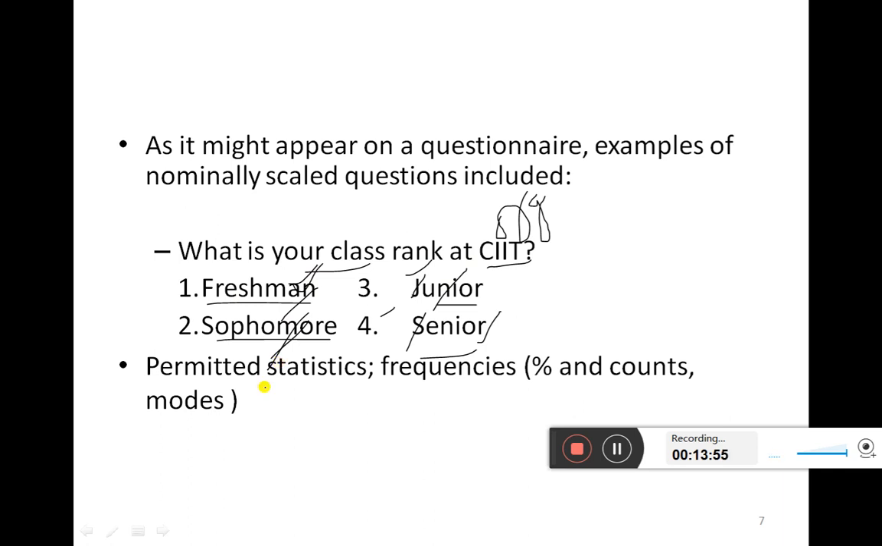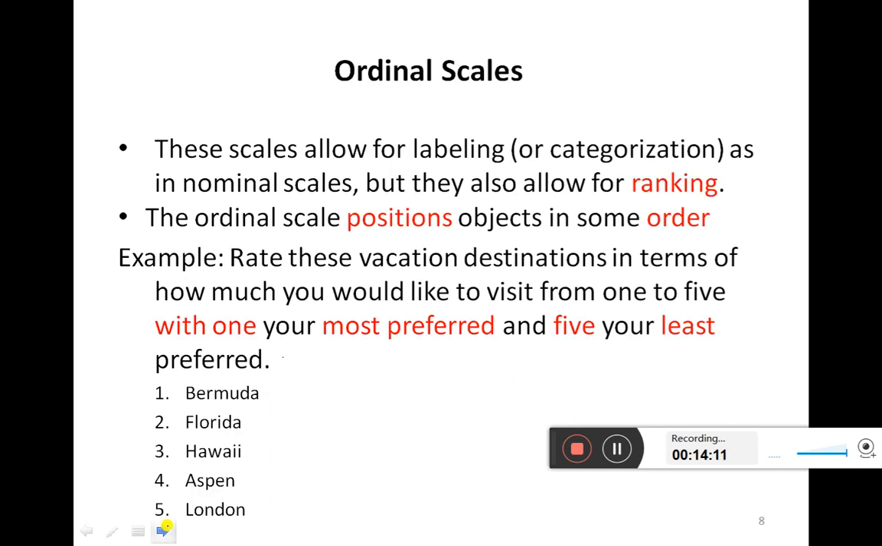Statistics more preferable when we are using nominal scales in the organization or in the questionnaire: we mostly use the percentages and counts. We can also definitely use modes.